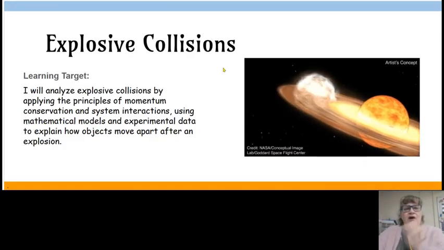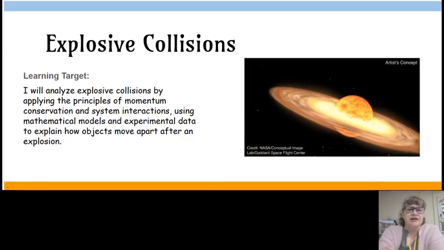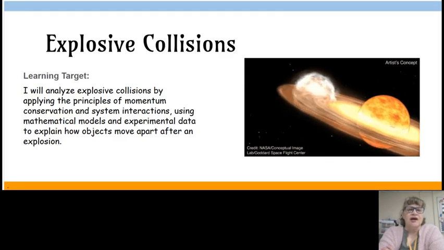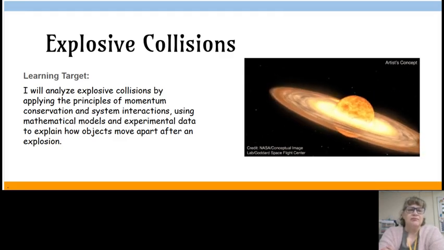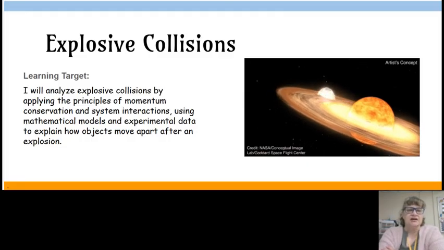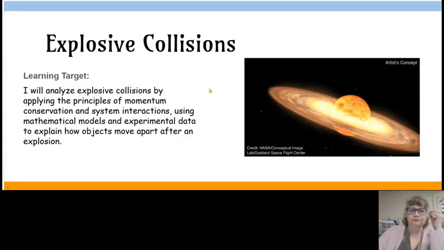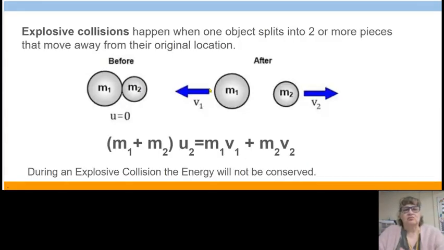So our learning target is I will analyze explosive collisions by applying the principles of momentum conservation and system interactions, using mathematical models and experimental data to explain how objects move apart after an explosion. Okay, so like I said, explosive collisions are basically inelastic collisions backwards. They happen when one object splits into two or more pieces and then they move away from the original location.